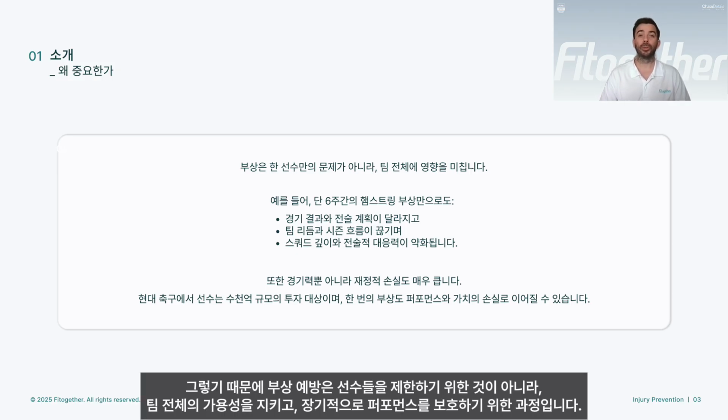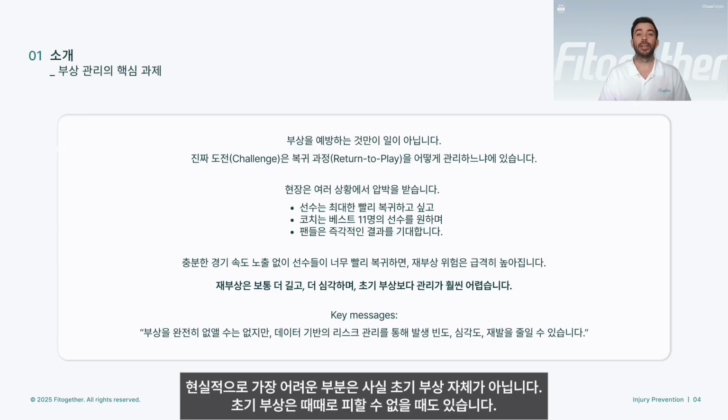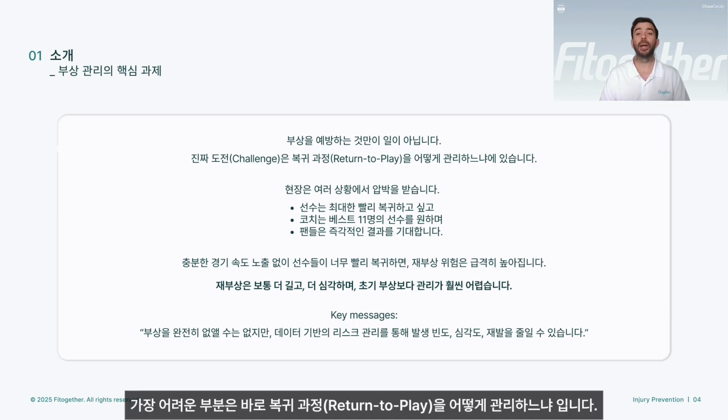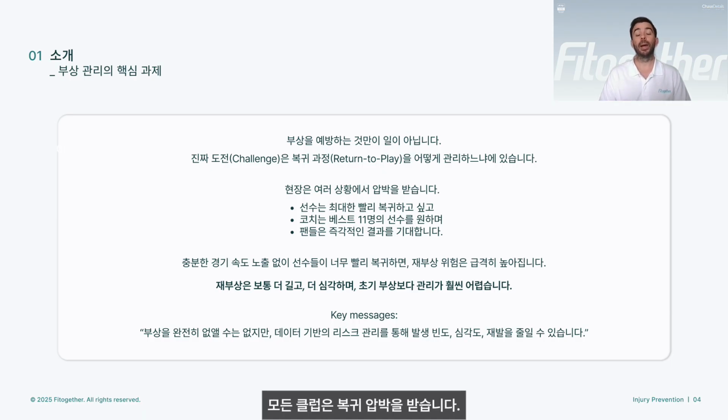That's why injury prevention isn't about limiting players. It's about protecting your squad's availability and therefore performance over time. The reality is the hardest part isn't the initial injury, as sometimes these can't be helped. It's managing that return to play process. Every club feels pressure. Players want back in, coaches want their strongest 11, and fans expect instant results.